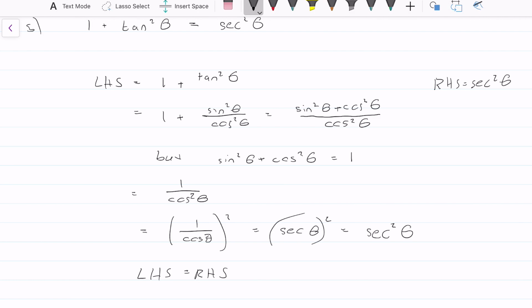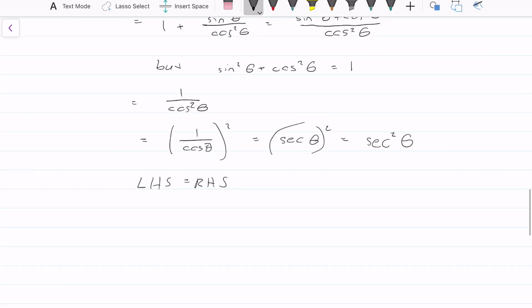Okay, let's go on to one more example. So let's say cosec squared theta minus cot squared theta is equal to 1. Okay, so how can we break down cosec? Cosec is 1 over sine, but it's cosec squared, so it's going to be 1 over sine squared theta minus, okay, so cot.